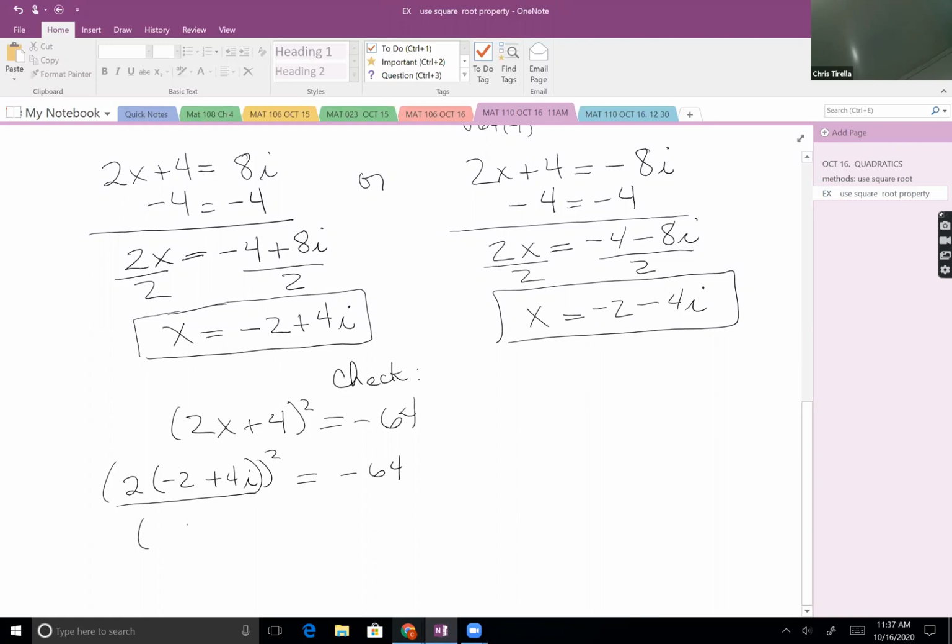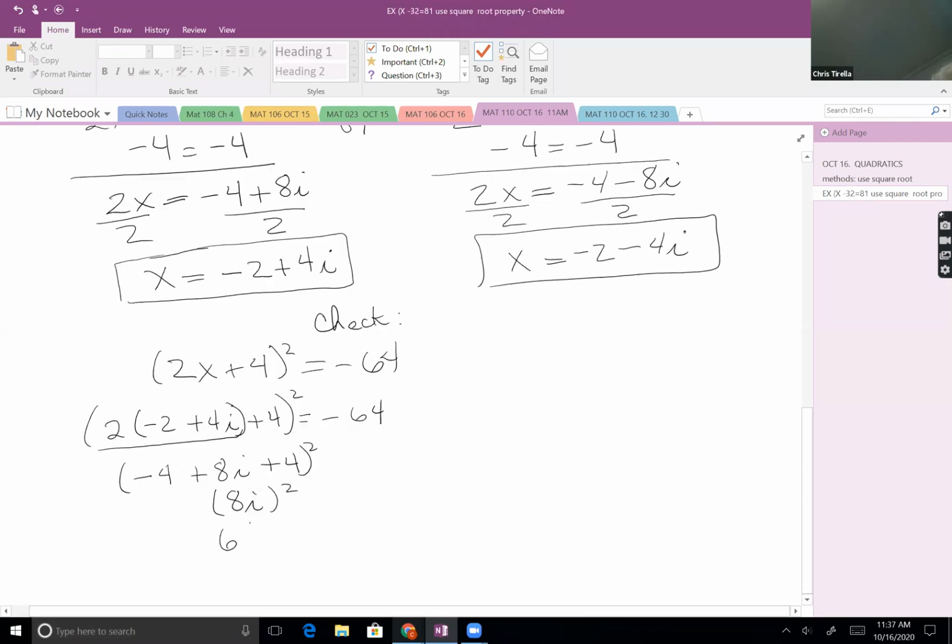That gives me negative 4. Oh, Lord. It would help if I wrote the entire thing. Sorry about that, folks. That's (2x plus 4) squared. That gives me (negative 4 plus 8i plus 4) squared, or (8i) squared, which would give me 64i squared, which is indeed negative 64.